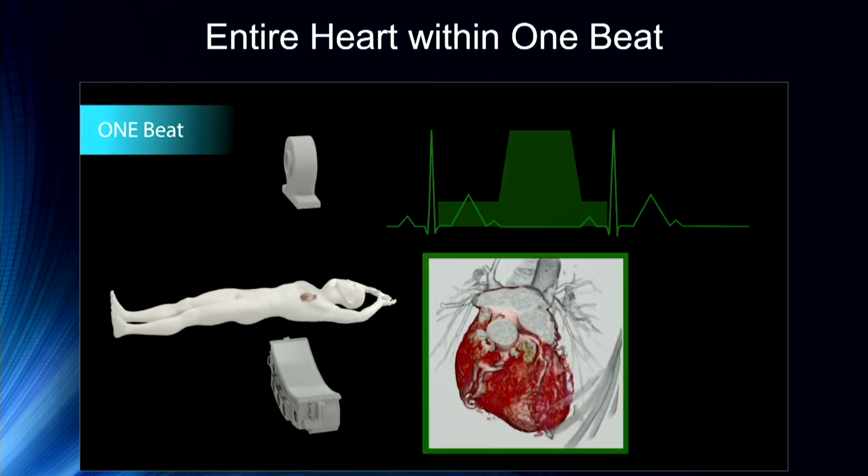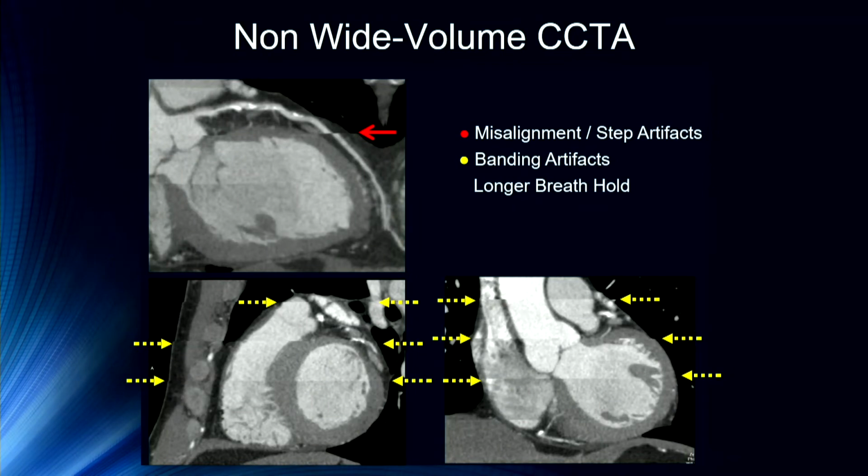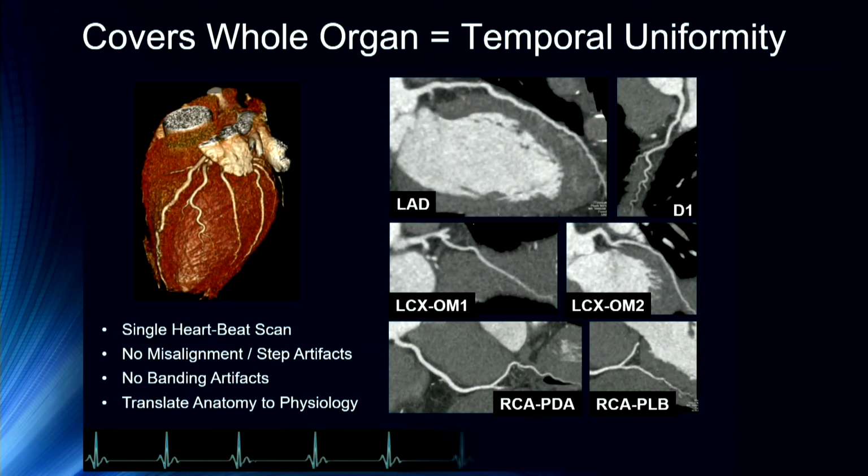If you don't have a wide area detector, what do the images look like? Well, this is what it looks like. You may get stair step artifacts, you can have banding, you can have misalignment if the patient breathes between different scans. But with Aquilion 1, you have complete organ coverage. We scan within 1 heartbeat. We have temporal uniformity where there is no contrast gradation. There are no stair step artifacts. And this makes my life easier interpreting these images. And if you're better able to evaluate the anatomy, you can translate to evaluations of physiology if you do myocardial perfusion imaging, or CT-FFR, or some of the newer AI plaque analyses.